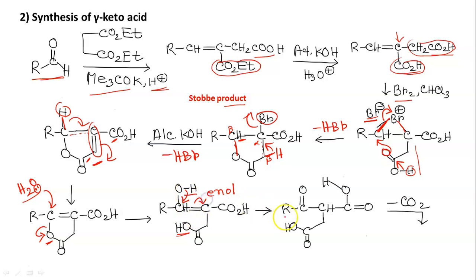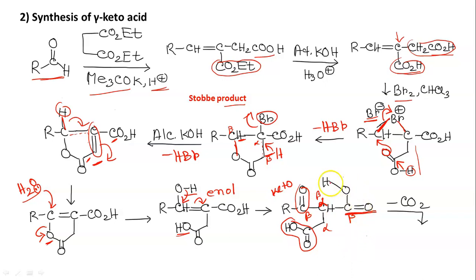Enol structure, if it is converted to keto form, this is the keto form. Now in the keto form, with respect to this carbonyl, this carboxylic acid group is at beta position. This is alpha, this is beta. Or with respect to this carboxylic acid group, this is alpha, this is beta. So this is beta keto carboxylic acid. But if you consider this other carboxylic acid group, it is not beta keto carboxylic acid. It is alpha, then beta, then gamma. It is gamma keto carboxylic acid. And only beta keto carboxylic acid is ideal for decarboxylation.